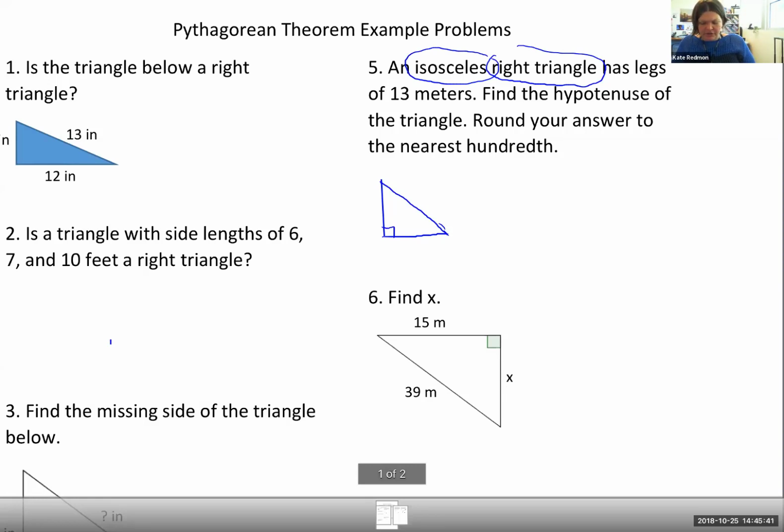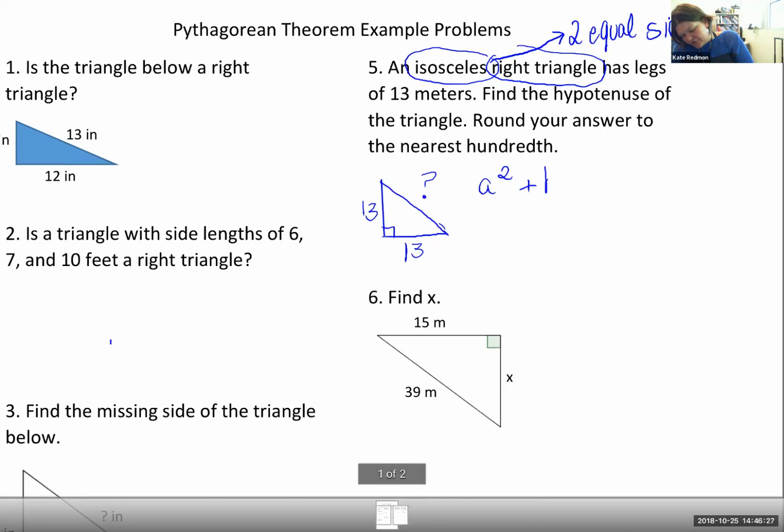Do you guys know what it means when a triangle is an isosceles? It means it has 2 equal sides. An equilateral triangle has all 3 equal sides. Equilateral, that one's probably easier to remember. But an isosceles has 2 equal sides. So I said this was an isosceles right triangle, and notice that plural there. I said it has legs of 13 meters. So because it's isosceles, both of those legs are 13. And again, they said to find the hypotenuse of the triangle. So very similar to the last problem, just that little extra vocab word thrown in.